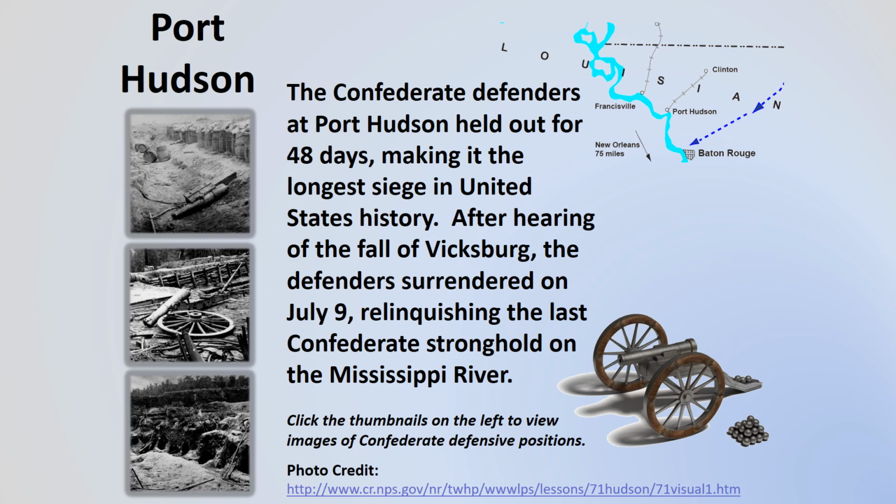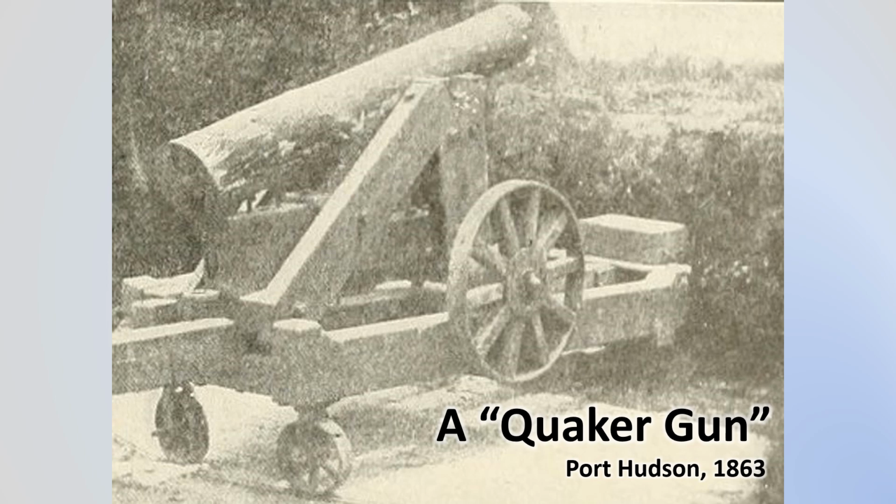Another siege takes place, and this is the longest siege in U.S. history. They're going to hold out for 48 days at Port Hudson. You can see where Baton Rouge is here, and they also are going to be surrendering in July. They put up fake guns to try and scare off the Union soldiers, and this is called a Quaker gun, and we actually did that over here on the Red River at Fort Humbug, trying to keep them away from Shreveport.